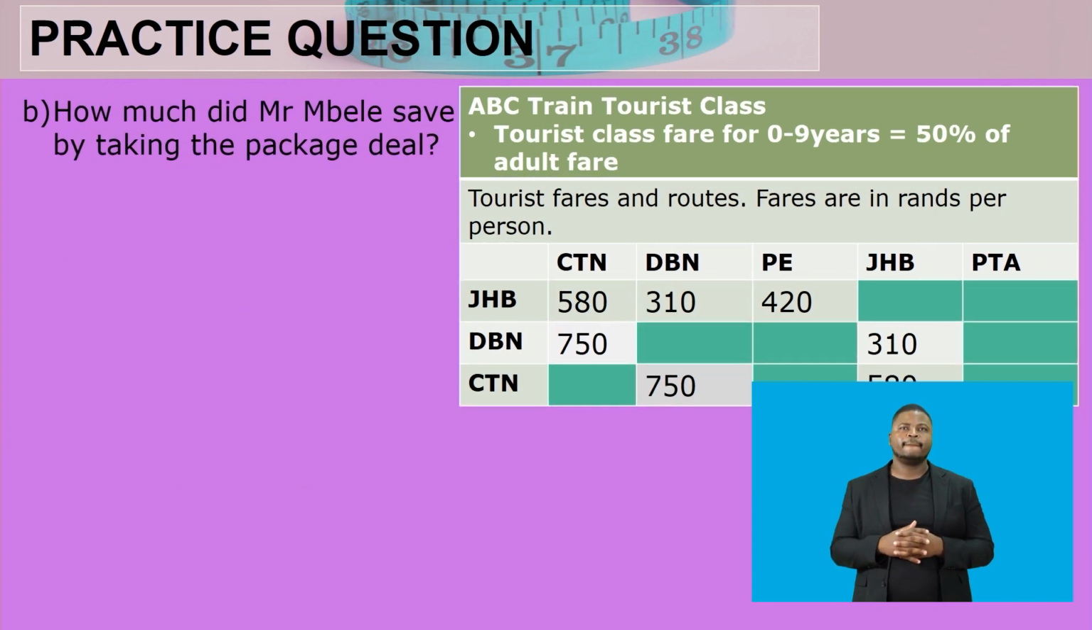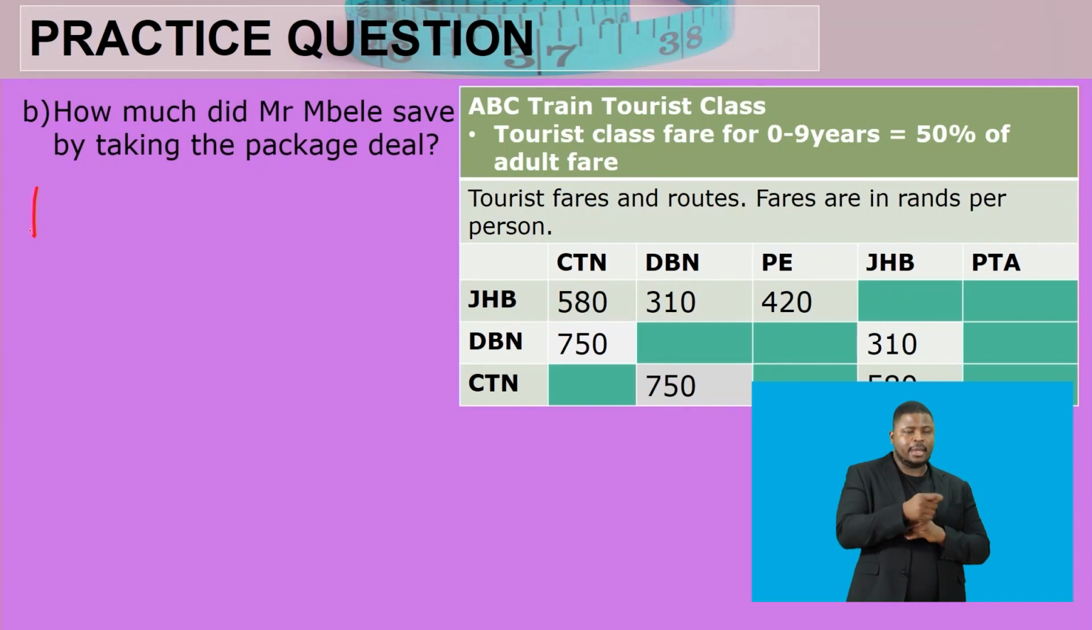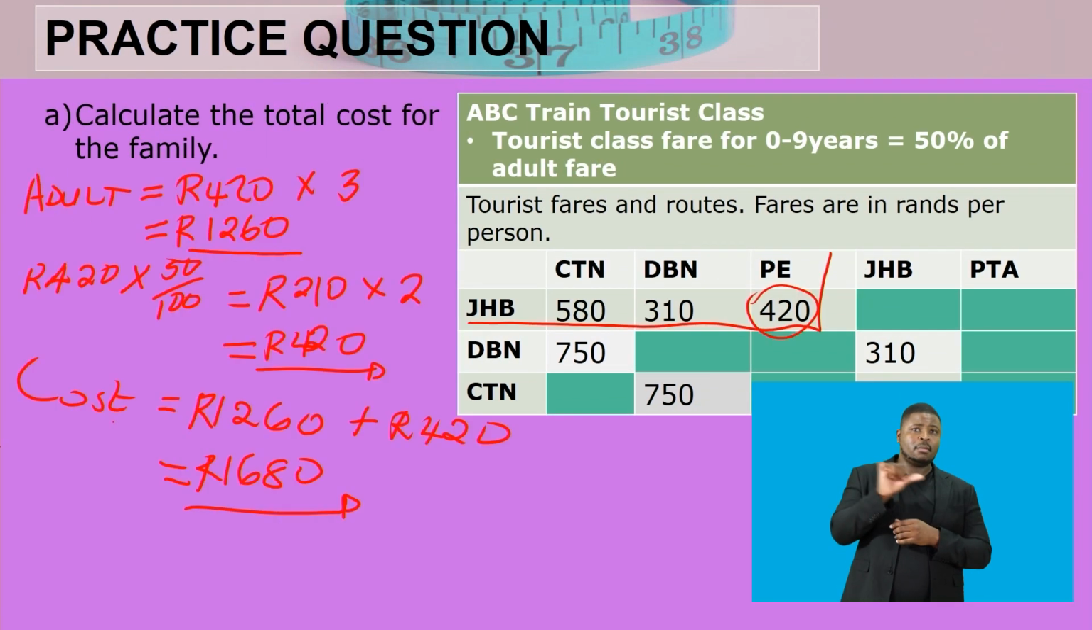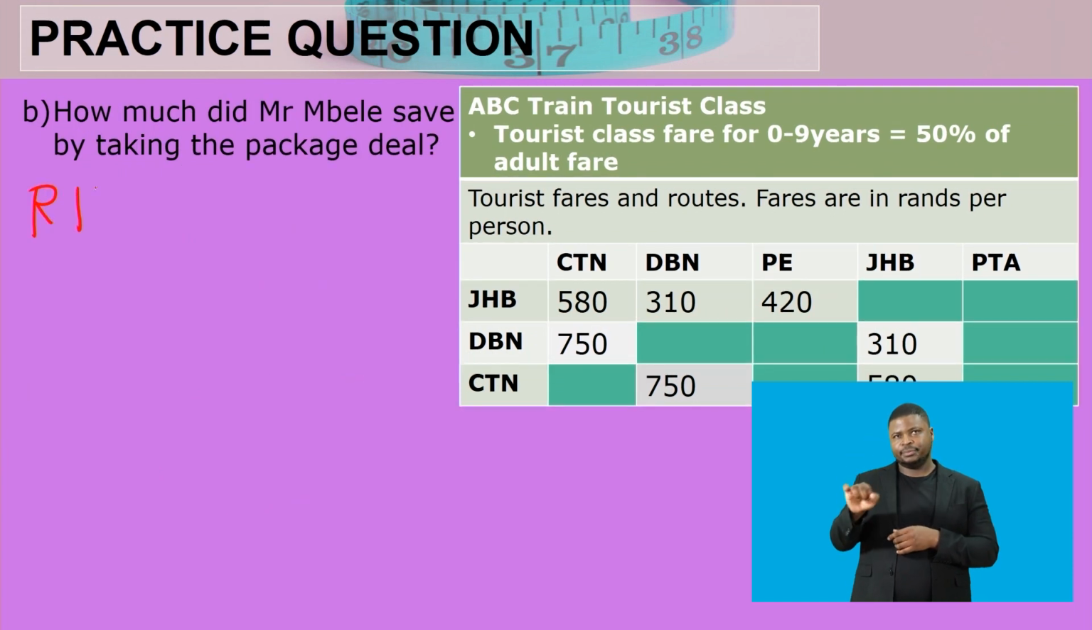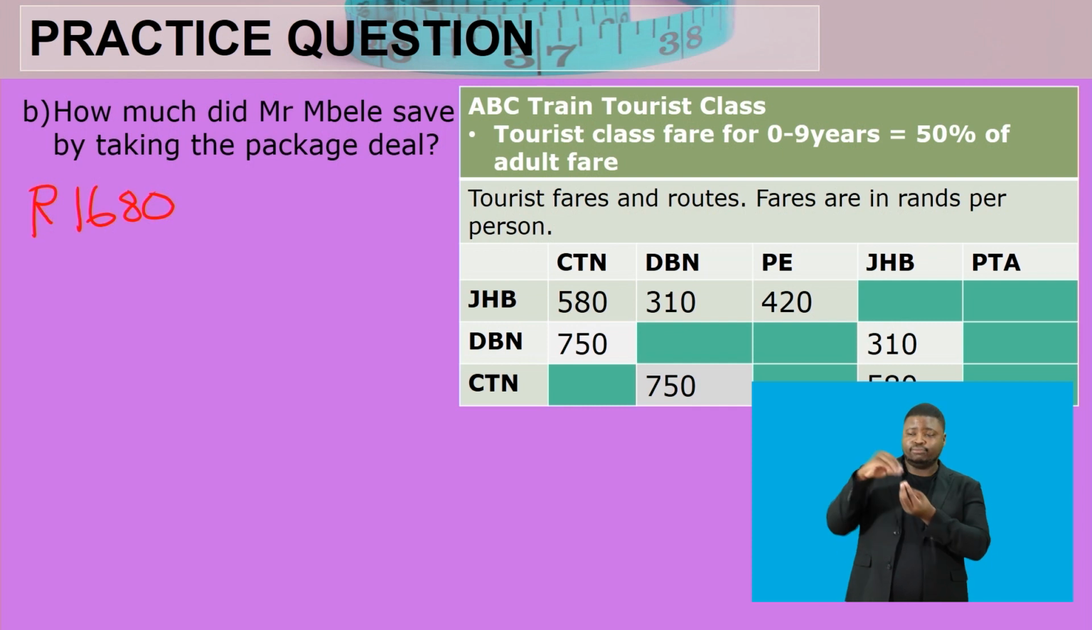Question B says, how much did Mr. Mbele save for taking the package deal? Remember when we read our statement, it said that he's going to get a 20% discount from the total cost. So now we have to calculate how much he is going to save. Can we go back and find the value? It's 1,680. So we write it down, 1,680.